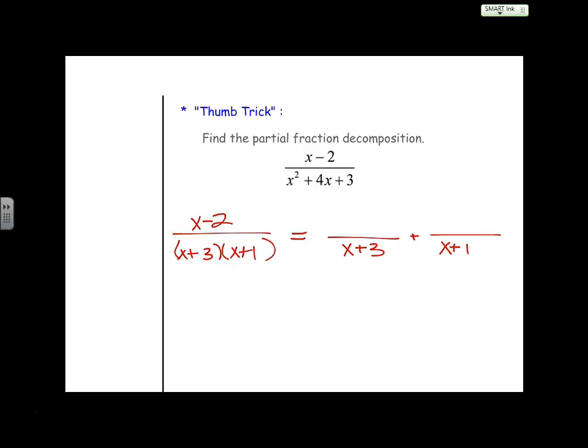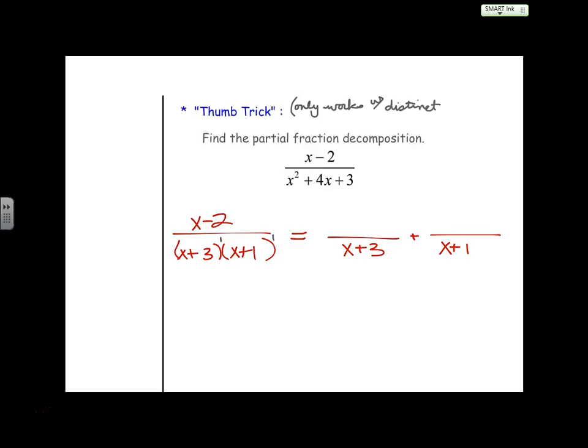I'm going to make a note at the very top just to kind of reinforce. Once again, the thumb trick only works with distinct, a snazzy way of saying non-repeated, factors. These factors have to be raised to the first power. They can't be squared or cubed.